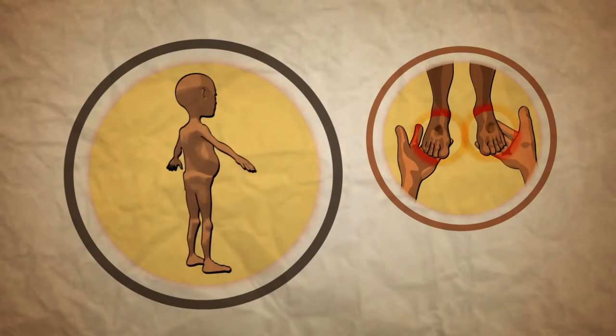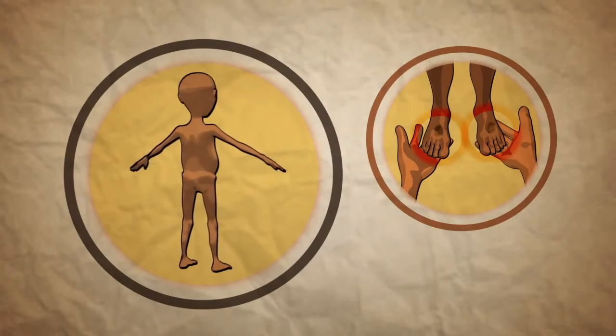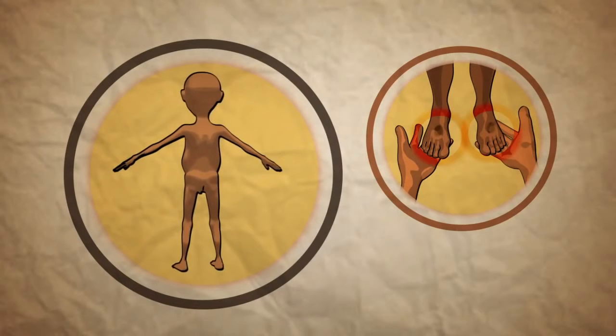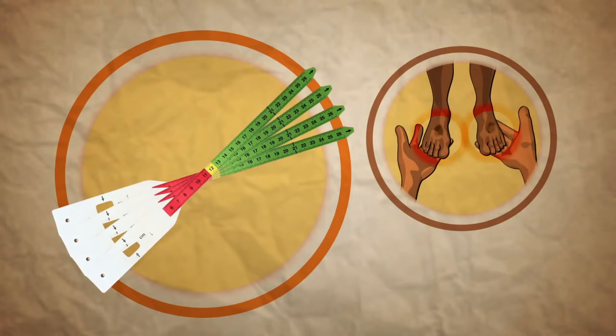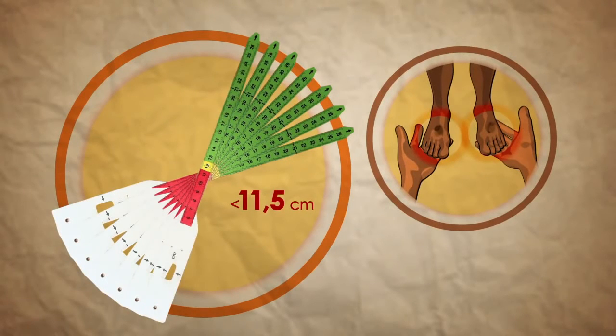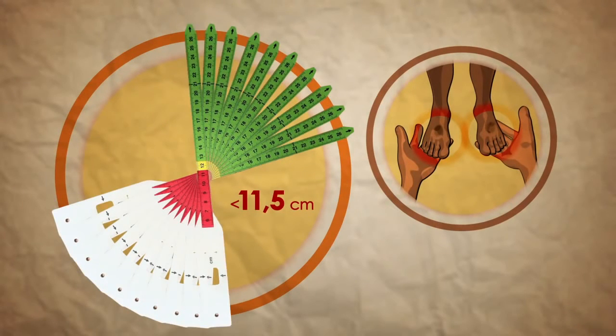If a child under 6 months has visible signs of severe wasting or edema of both feet, they must be referred. If a child older than 6 months has a mid-upper arm measurement of less than 11.5 centimeters, or pitting edema and a medical complication such as pneumonia, diarrhea, and fever, they must also be referred.